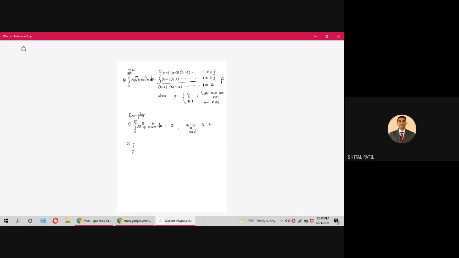Second, 0 to 2 pi, sin raised to 6 theta cos raised to 8 theta d theta. What is the answer? So you can mention here first formula is used. Okay, so m is equal to 6, n equal to 8. Both of them are even. Therefore, answer is 4 times 0 to pi by 2 sin raised to, there is no change in the power, only change is there in the limits of integration. Okay, but we should not stop here.